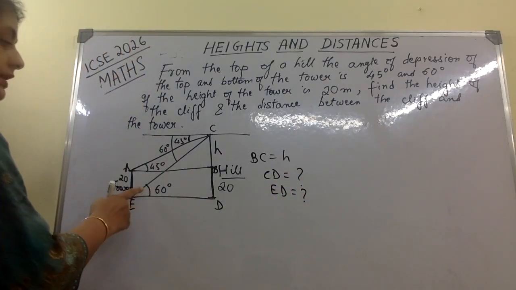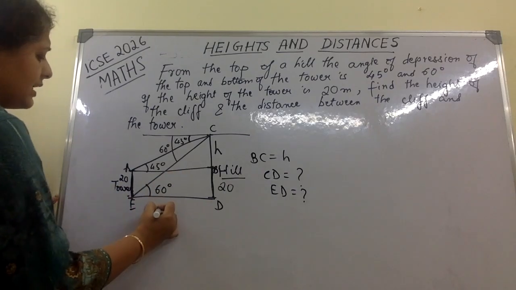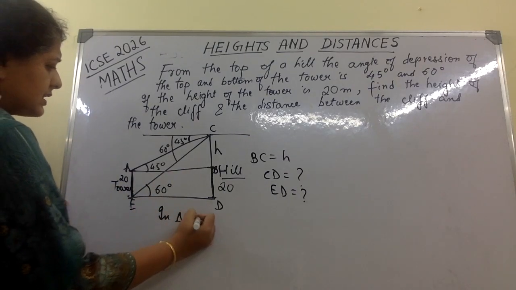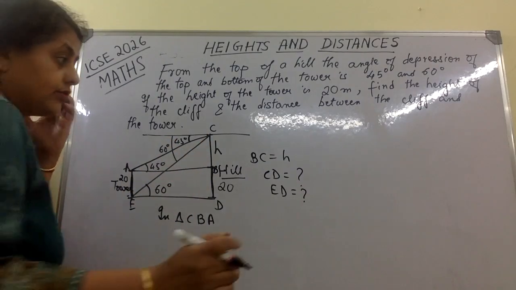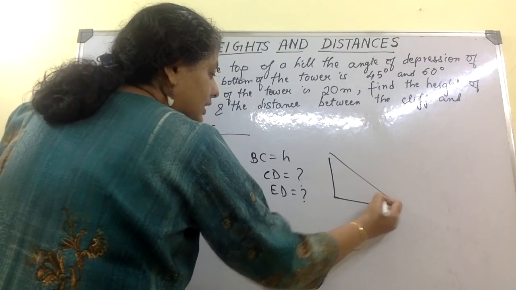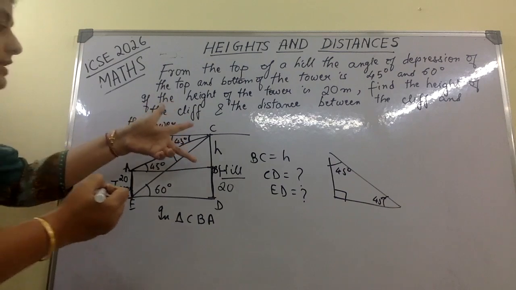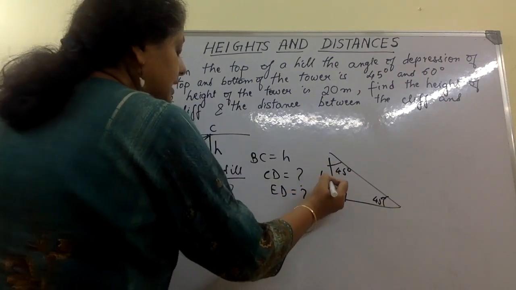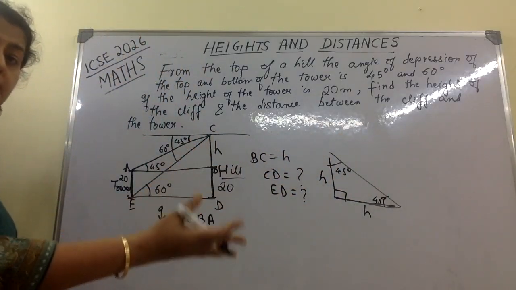Let's go to triangle CBA, that is the upper triangle. Now remember, if you have a triangle in which one of the angles is 45, one angle is 90, then the other angle is also 45. And if one of the sides, like here CB, is H, then this is also H, because this is nothing but an isosceles triangle.